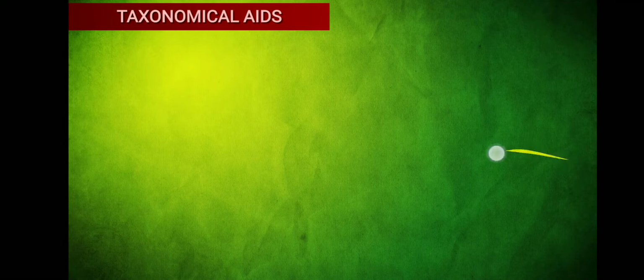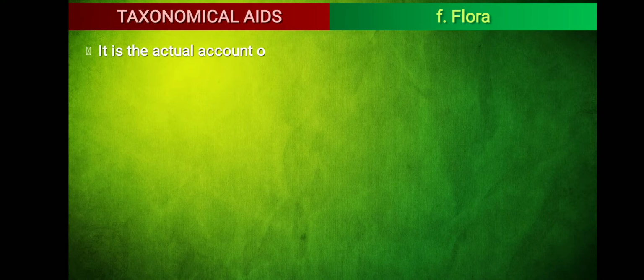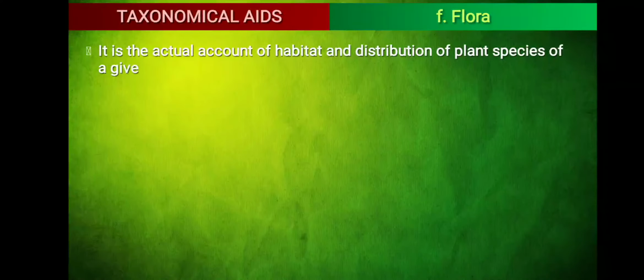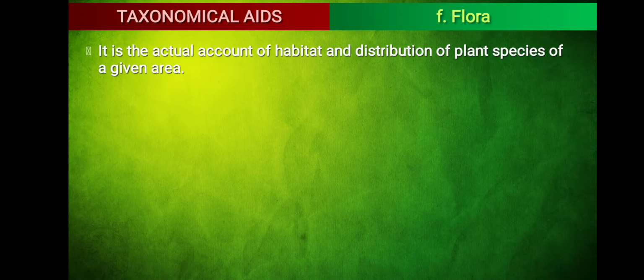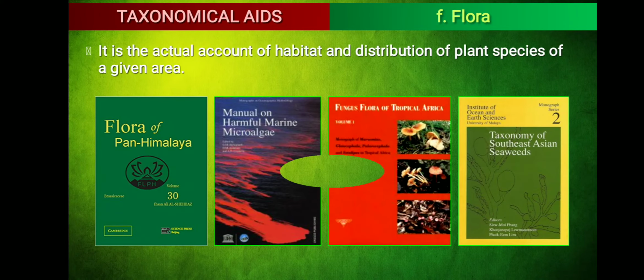So next in the taxonomical aids is flora. What is flora? It is the actual account of habitat and distribution of plant species of a given area. Flora is the actual account of the plant species in a given area. For example, take the flora of the Himalaya. This is going to explain what plants exist in the Himalayan region.